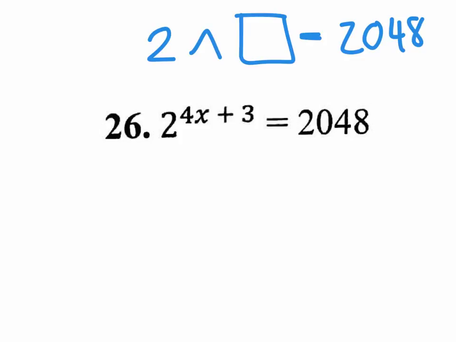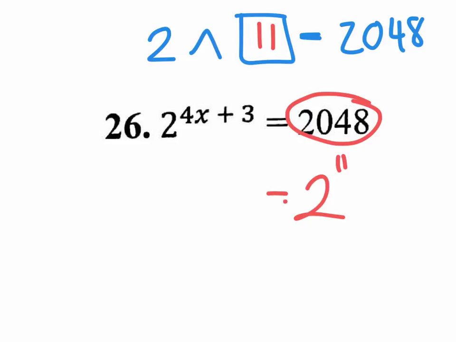So 2 caret 9. That's 512. Not big enough. 2 caret 10. That's 1024. 2 caret 11. That gives me 2048. So 2 caret 11 gives me 2048. So what does that mean? That 2048 could be rewritten as 2 to the 11th power. Bring down the equal sign, bring down the 2, bring down the power of 4x plus 3.